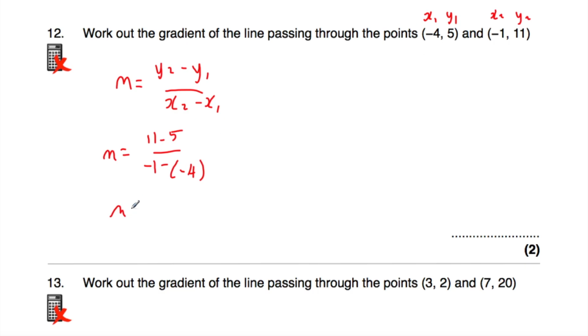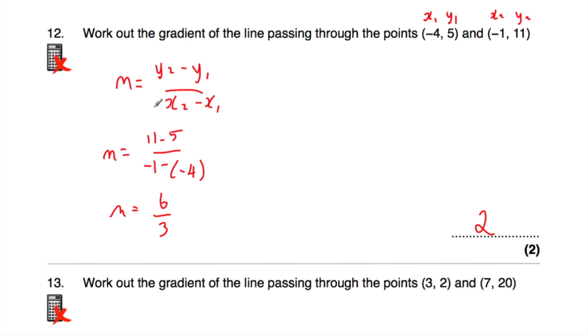And so that means that m is equal to, let's work out the numerator and the denominator. 11 take away 5 is equal to 6. And in terms of the denominator, we've got -1 minus -4, so that's -1 plus 4. If you go 4 up from -1, you get to 3. So m, the gradient, is equal to 6 divided by 3, which is equal to 2. So the gradient of the line that passes through the points -4, 5 and -1, 11 is equal to 2. And that's it.